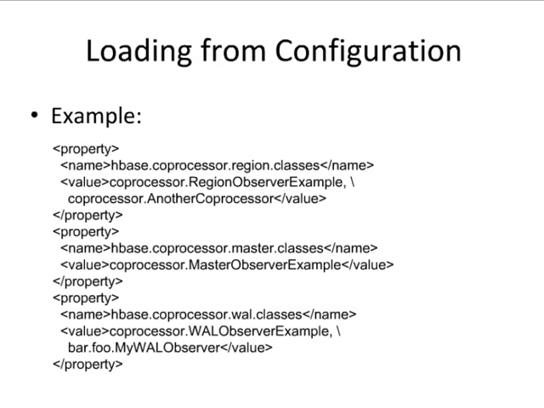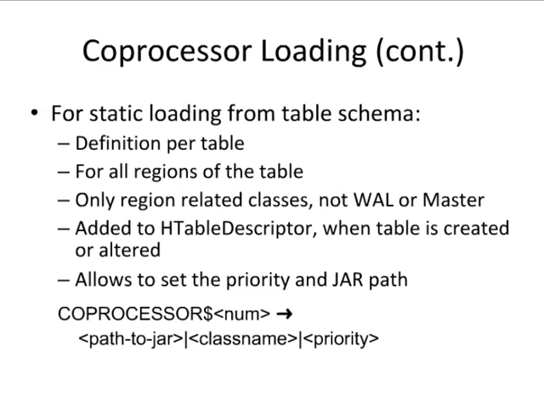So the ones from the config I mentioned are for all of the tables, for all of the user tables, while the ones per table schema are only for a specific table. So they're more targeted, and therefore probably the one that you want. Otherwise, you execute these coprocessors on all of the tables, which might not be what you're planning. They're only region related, so there's no WAL or master, obviously, because they are per table, so these are only the region coprocessors, or region observers in this case.